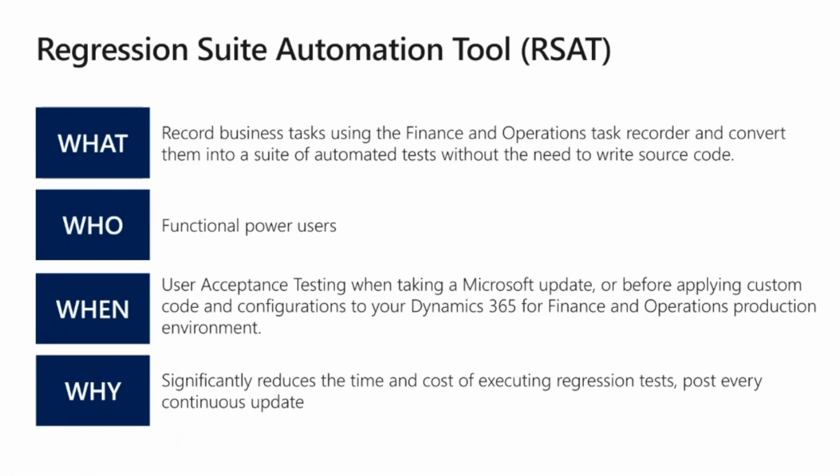The answer to this is the Regression Suite Automation Tool, or RSAT. This is a tool that allows business processes to be recorded and converted into automated validation tests, which can then be executed quickly upon taking one of the monthly or bi-yearly updates. We have a number of Tech Talks and workshops that have been conducted around RSAT. I'm going to assume, for the sake of this Tech Talk, that all of this material is already understood. If you have not explored this tool, then I highly recommend the series of Tech Talks we offered on setting up and running RSAT in detail.